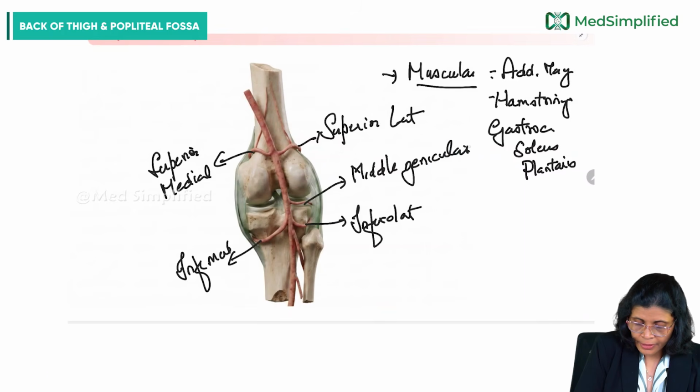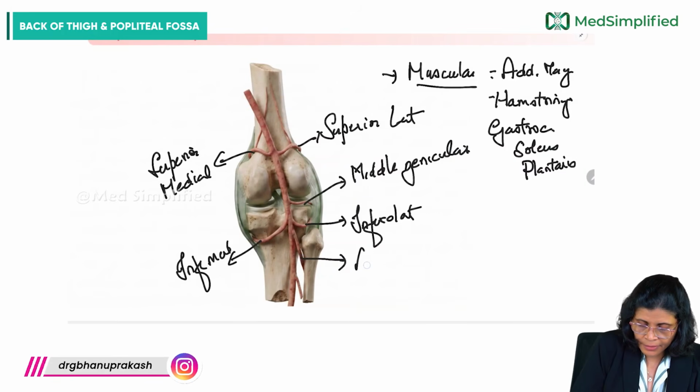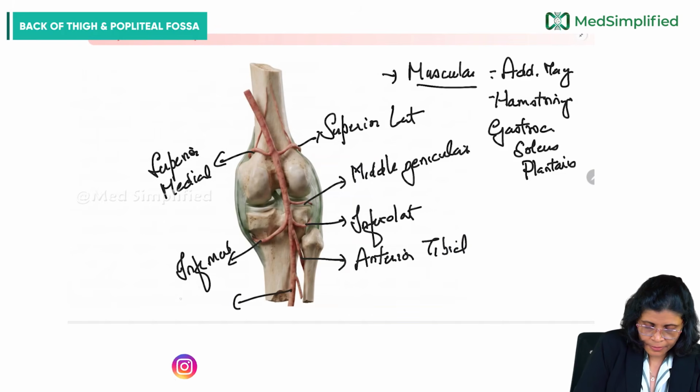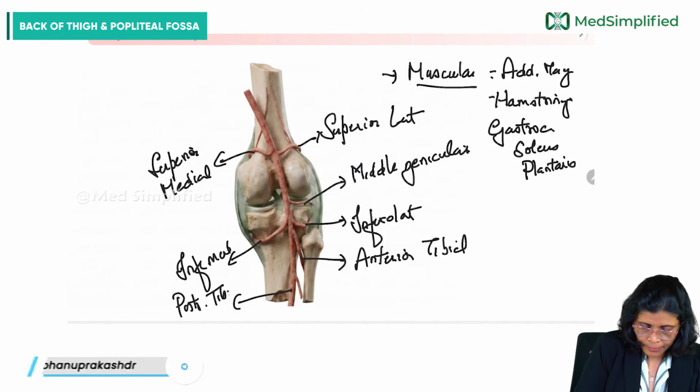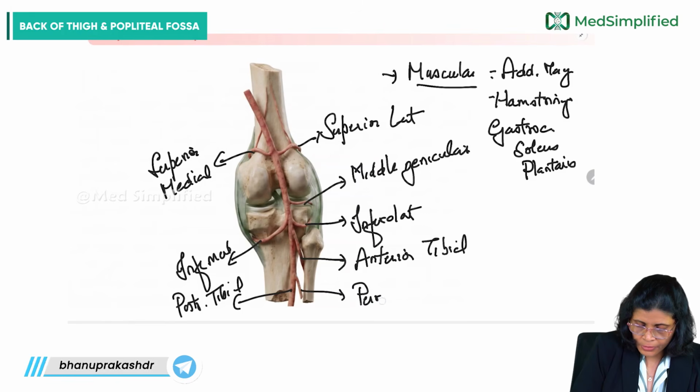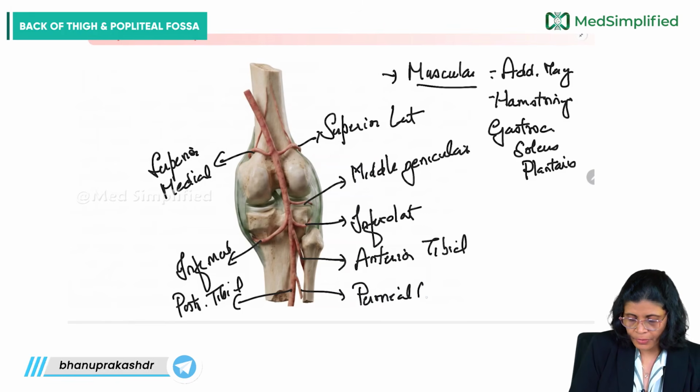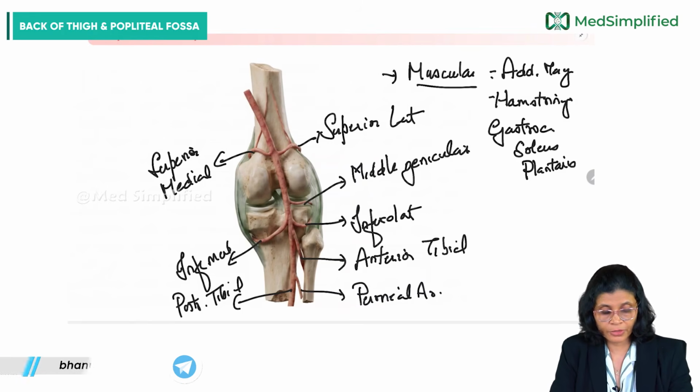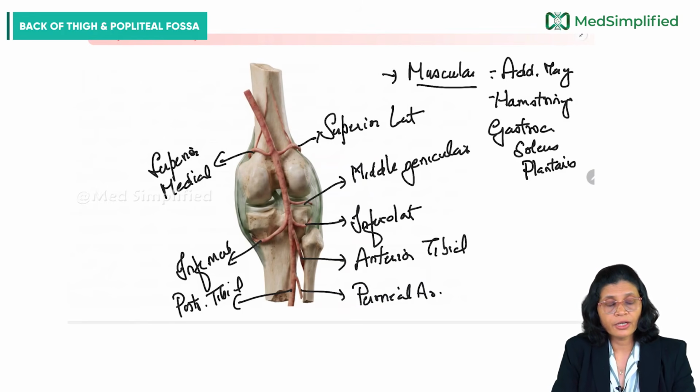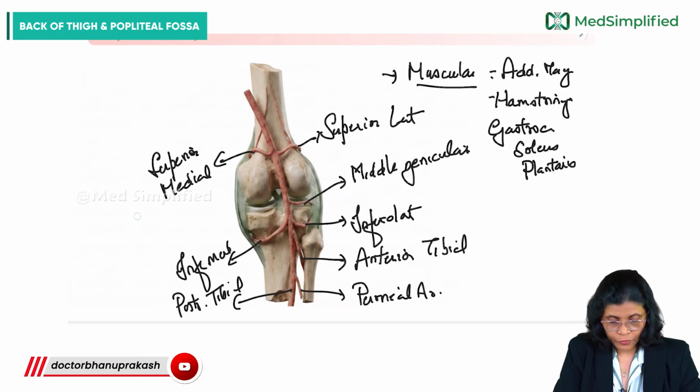Then it divides into two here. This is the anterior tibial and the posterior tibial. From the posterior, here we will also have the peroneal. Peroneal is basically from the posterior tibial. So these are the branches which are given by the popliteal artery in the popliteal fossa.